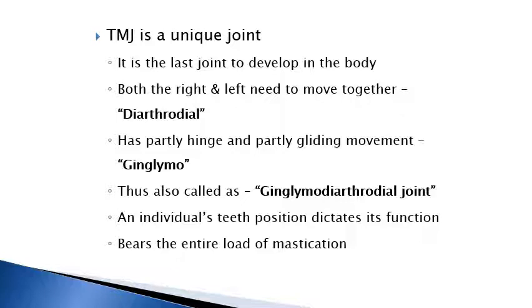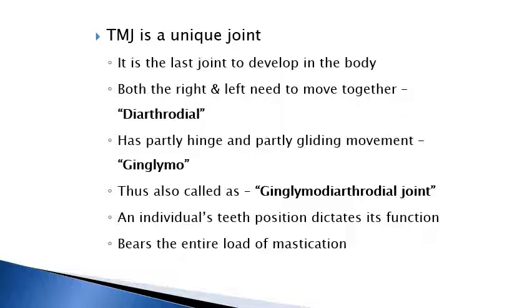Both the right and the left joint need to move together, so that's why this is also termed a diarthrodial joint. What I mean over here is you can move all the other joints of your body separately, like you can move your right elbow independently, and you can move your left elbow separately. But this is not possible in the temporomandibular joint. The right and the left are both connected with a single bone, that is your mandible, and both are dependent on each other for movement.